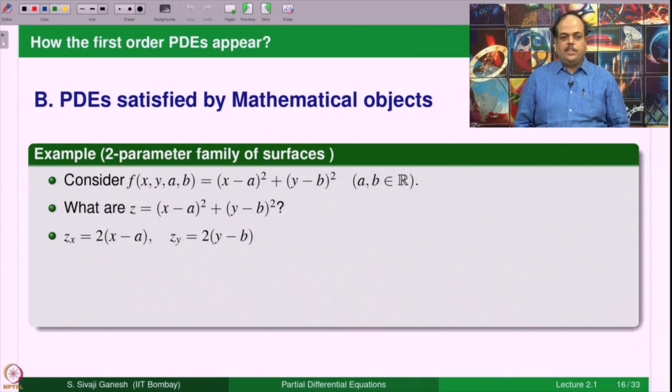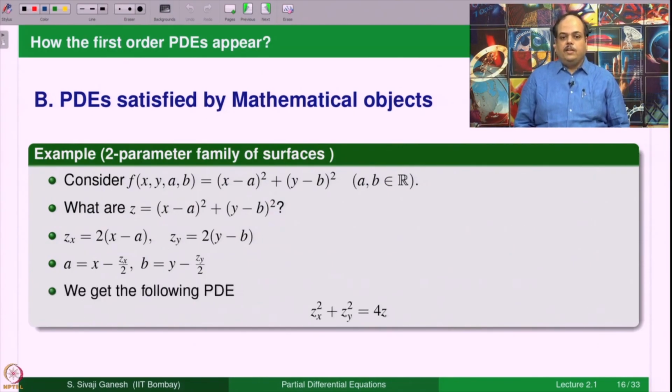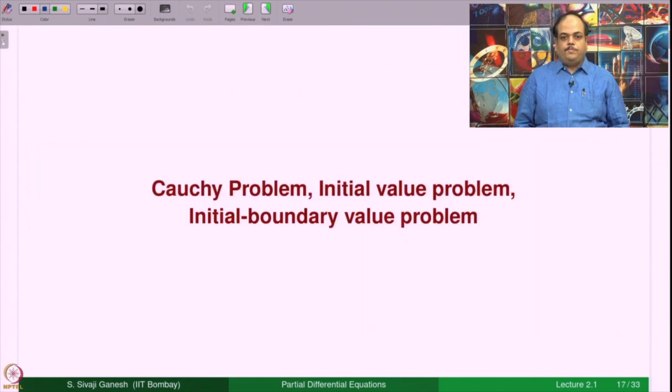So, differentiate this relation with respect to x and y and eliminate a and b. In other words, solve for a and b in terms of the rest of the things. Here it is very simple: a equal to x minus z_x by 2, b equal to y minus z_y by 2. Now, substitute the values of a and b inside this expression, z equal to (x minus a) whole square plus (y minus b) whole square, which is the equation of the family of surfaces. Once you do that and simplify, you get the following PDE. z_x actually stands for del z by del x. If you want to write in terms of u, you can write (del u by del x) whole square plus (del u by del y) whole square equal to 4u.